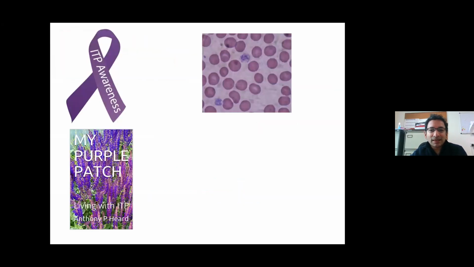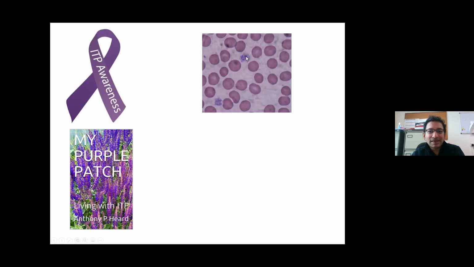To start off, I'm just going to show you something which you're all very familiar with, which is the purple color. My wife's favorite color as well. She doesn't have ITP, but she loves purple or anything to do with purple. And I'm sure you've seen the book, My Purple Patch from Anthony Hurd.